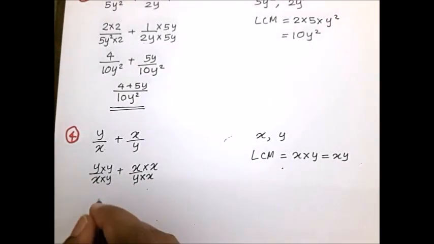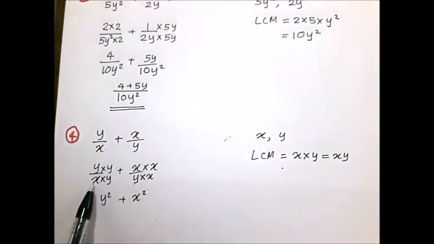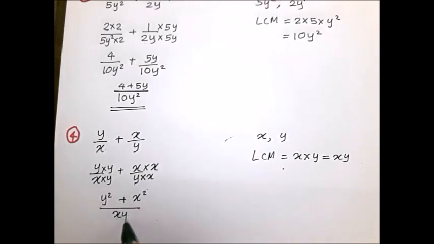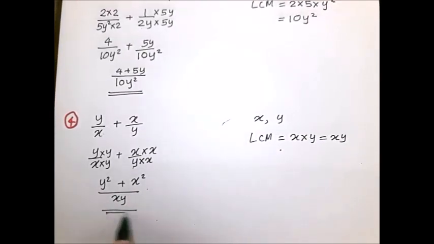y multiplied by y is y to the power 2. And here x multiplied by x is x to the power 2. Here the denominator is x multiplied by y. Here y multiplied by x. Both are the same. x multiplied by y equals y multiplied by x. You can write it as xy or yx. Both are the same. This is the answer for the fourth example.